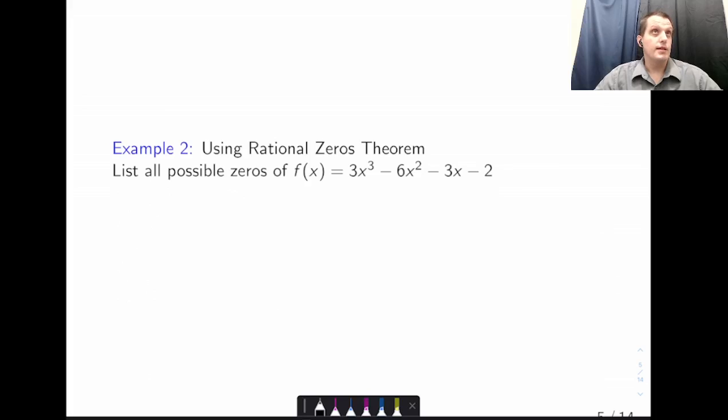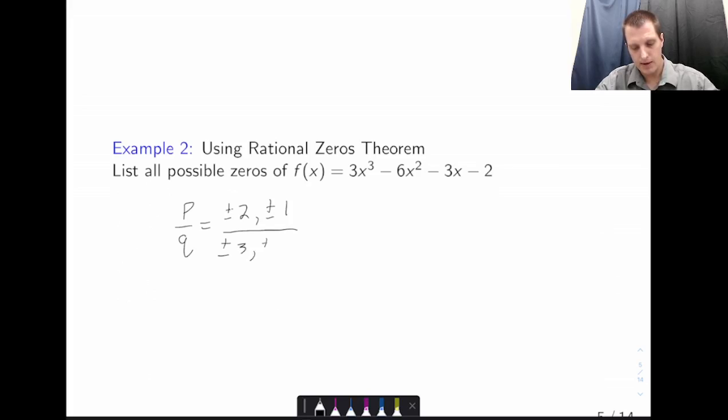All right, same thing. List all the possible zeros of this equation. So we're going to get p over q. This is going to be equal to a positive or negative 2, a positive or negative 1, all over a positive or negative 3 and a positive or negative 1. All right, let's get all the ones on the denominator taken care of. So we're going to get a plus or minus 1, plus or minus 2. So that was dividing both of these by 1.